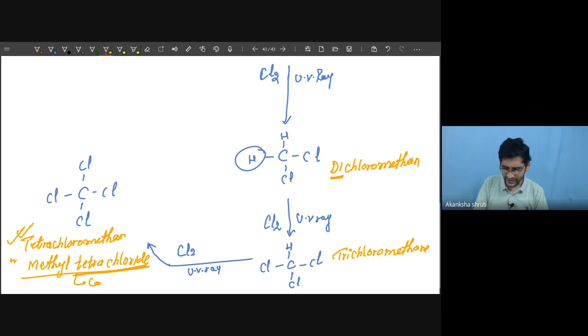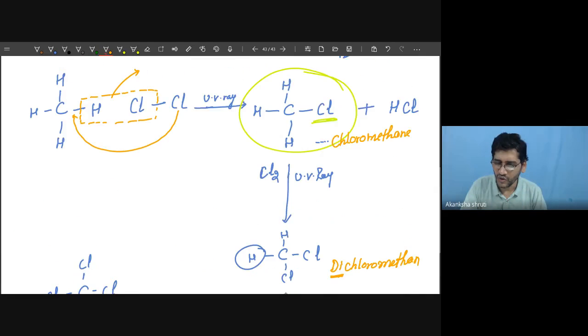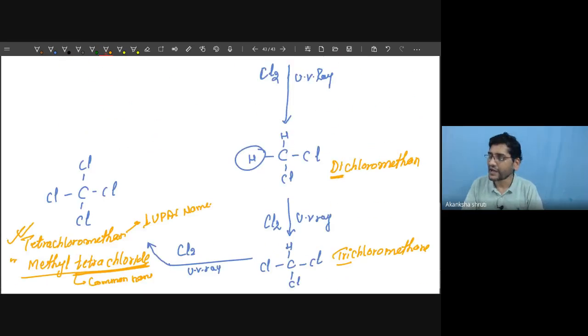Okay, students, this is our common name. This is our IUPAC name for this compound. Whatever we have written, tri, di, chloro, all these are our IUPAC names.